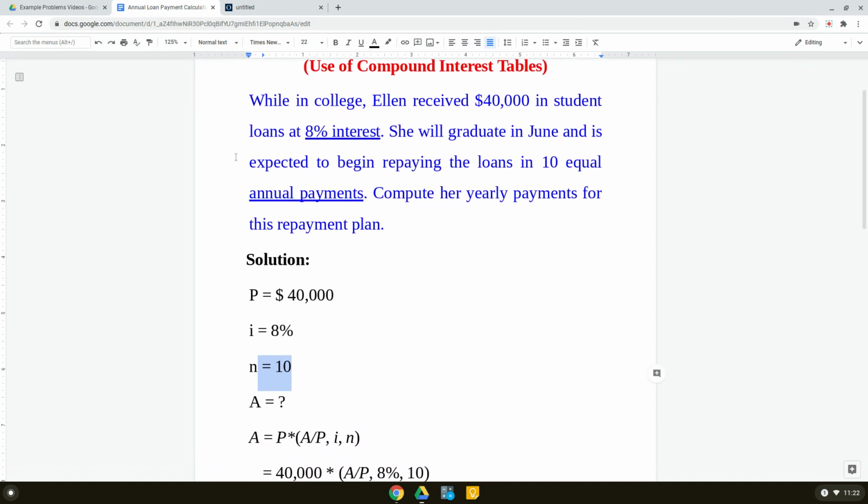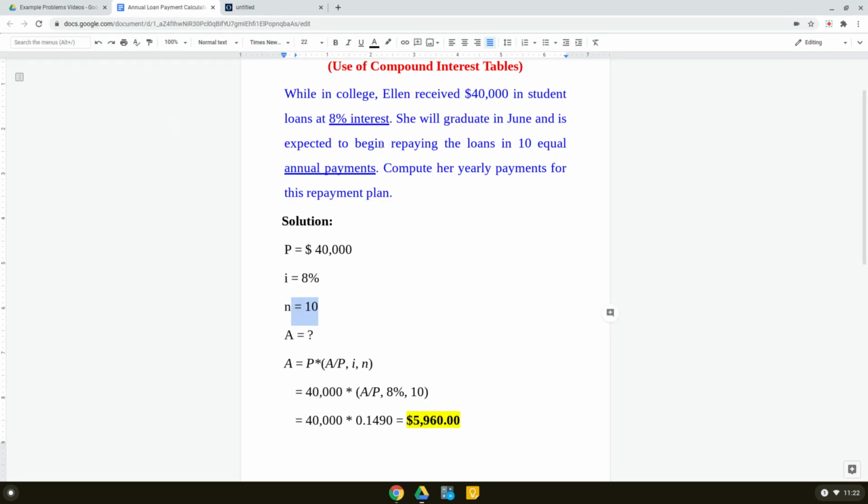So very simple problem, as you can see, straightforward. Everything is given in years. All you have to do is first write down what is given to you, then write down what you want to find out, and then based on that, you multiply what is given by an appropriate factor, A given P, P given A, whatever that is, and then look in the compound interest tables for the value of the factor and do your calculation.